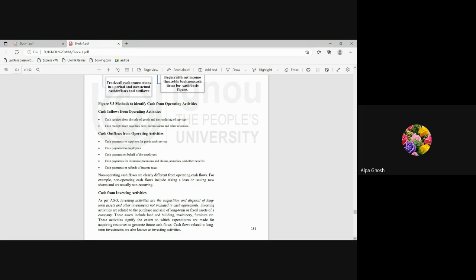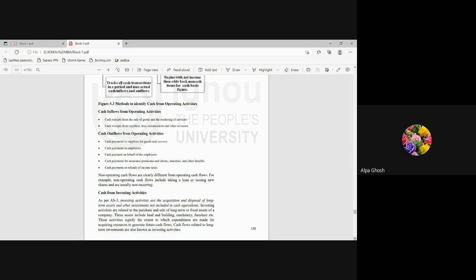Non operating cash flows are clearly different from operating cash flows. Non operating cash flows are not included in operating cash flows, they are different. For example, if you have taken a loan and you want to repay the loan amount, or against that loan amount you are paying interest, that is not a part of your operating activity, because the transaction is not because of the sale of goods and rendering of services.